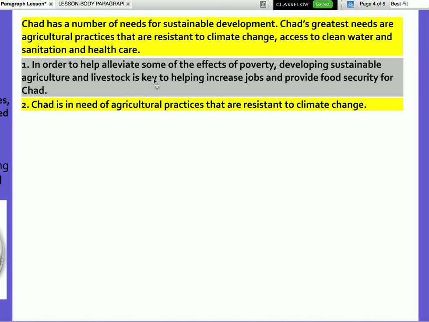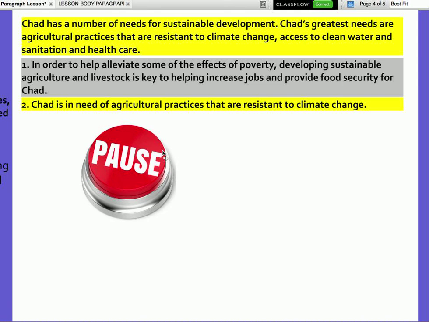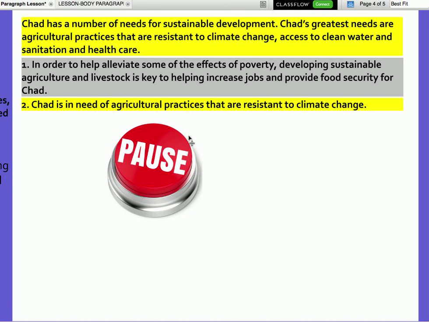In order to help alleviate some of the effects of poverty, developing sustainable agriculture and livestock is key to helping increase jobs and provide food security for Chad. So this is how I move from my idea of my need for sustainable development to the specific need of agricultural practices and how important that is. So I'm going to have you pause right here and go ahead and write your transition sentence and your first topic sentence.